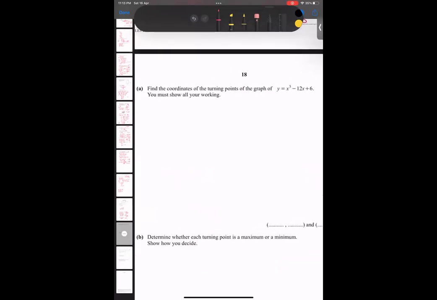Find the coordinates of turning points. How to find the coordinates of turning points? Differentiation, all of you know it. Whenever the curve turns, if I draw a tangent at the turning point, it is always parallel to the x-axis, and any line parallel to the x-axis has zero gradient, or zero derivative. Same story, gradient or derivative.